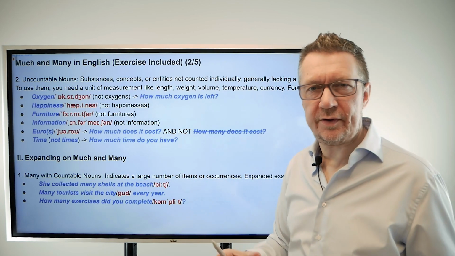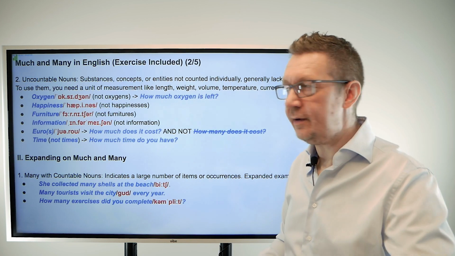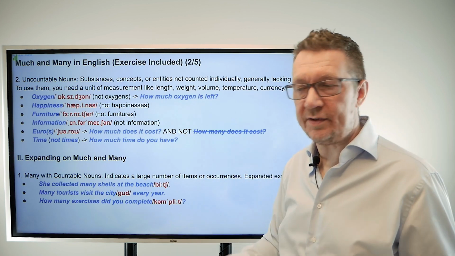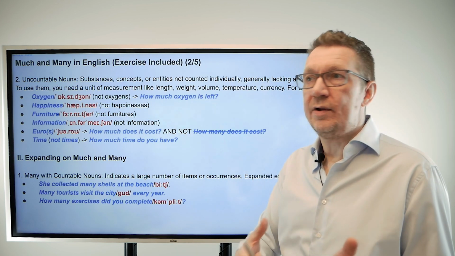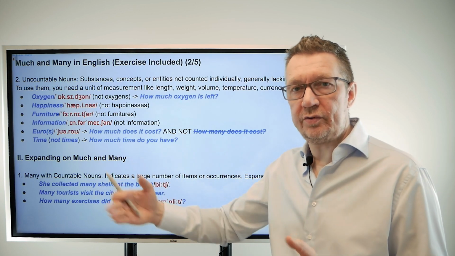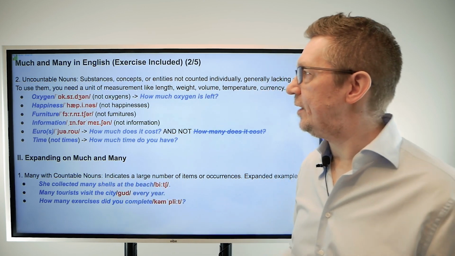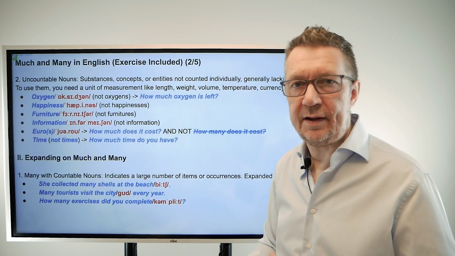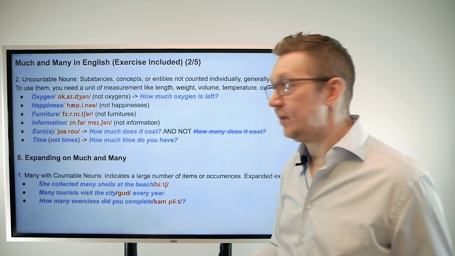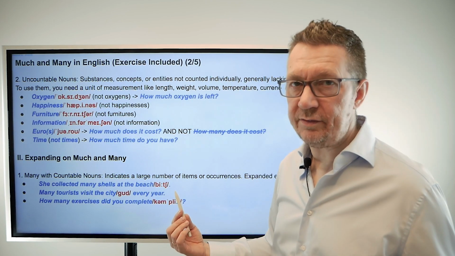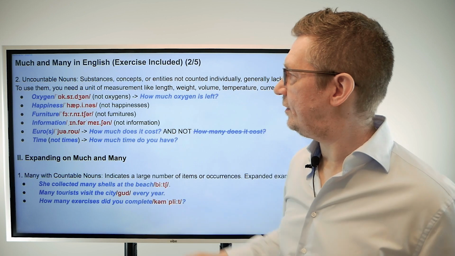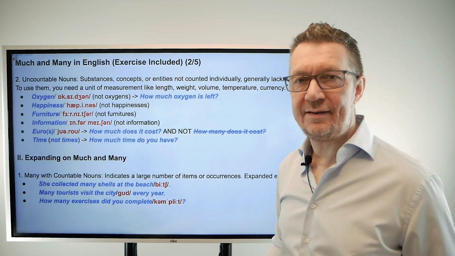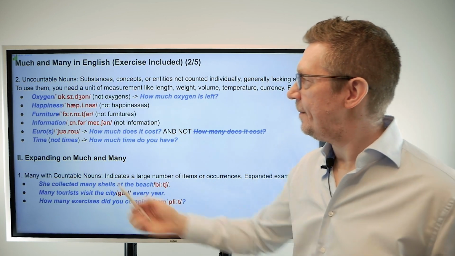If we're talking about water, for example, how much water, because it's a substance, it can't be counted. If you wanted to use many, you'd have to say glasses of water or bottles of water, because these things cannot be pluralized and they can't be used with many, and they can't be counted. Happiness. Can't say happinesses. That doesn't make sense.